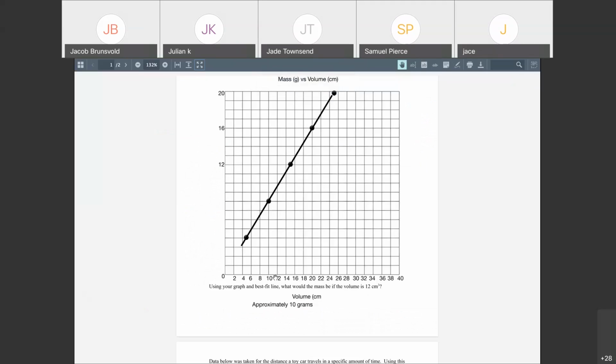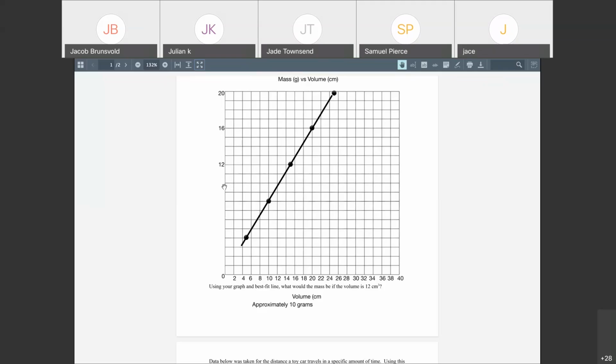So if we go to a volume of 12 and we follow it up to here, maybe what you should do is circle this part right here, and then I know where you were getting 10 from. That would be like over here. Another way you could do it is like I did in the lesson on Tuesday. You could start at 12, draw a straight line up, and then draw a straight line over. Right? So that would be another way that you could show work.